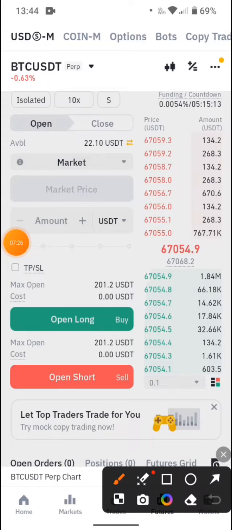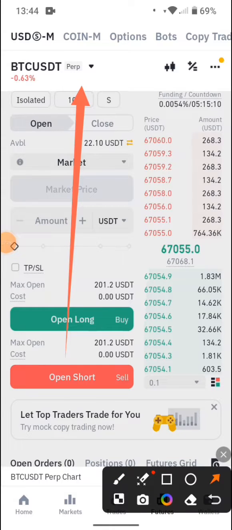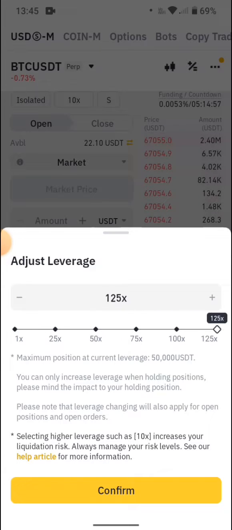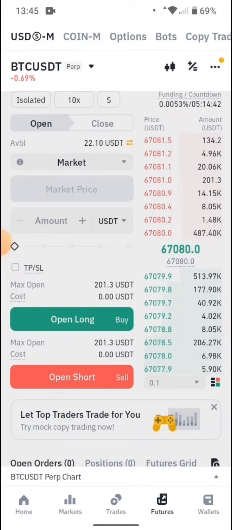So what is this one you are seeing here? This one is for the leverage. Each asset has different leverage. You can change the leverage here, which means if you put $10 and you select a leverage of 1:125, it means you are going to multiply your margin, the $10, times 125. If you multiply 10 times 125, that is the amount which you are going to be trading. Different assets have different leverage.